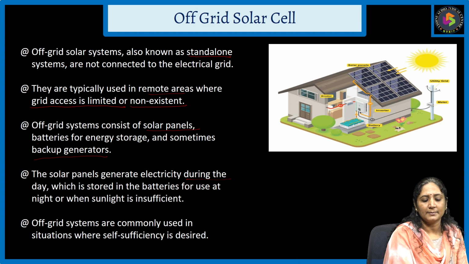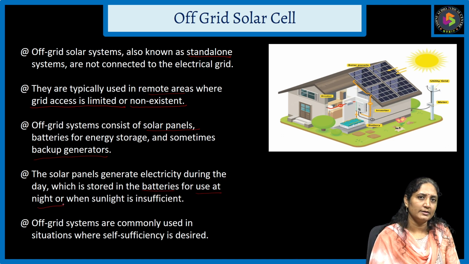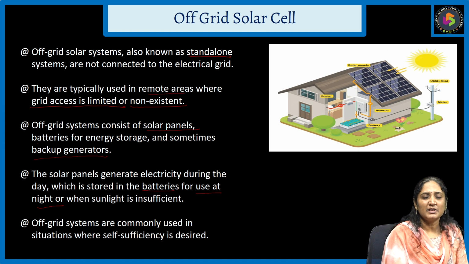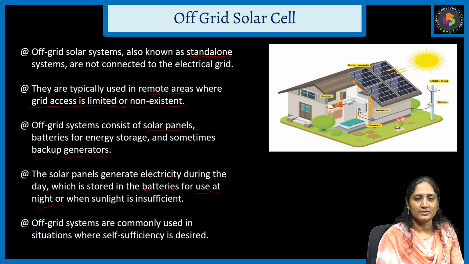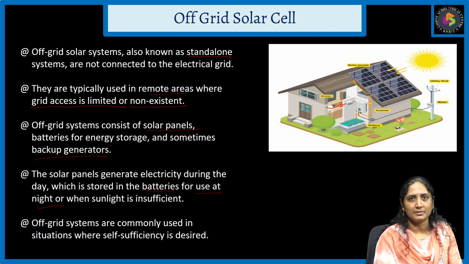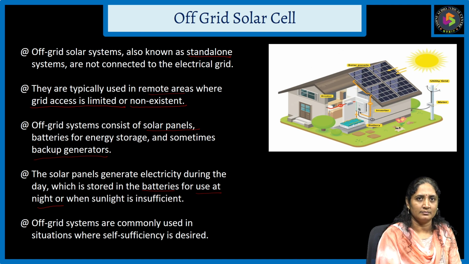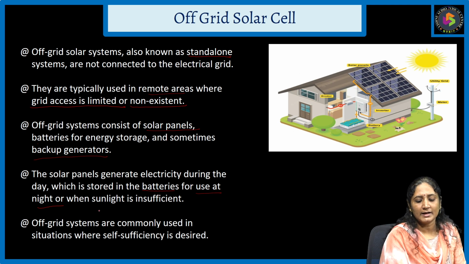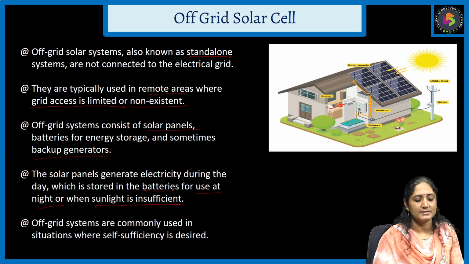So only at the time of daytime can we store the energy in the batteries for use at night times. So we can store the energy in the battery and use it at night also. Sometimes the sunlight may be insufficient at the time of rainfall, or sometimes in the winter season. So at that time the sunlight is insufficient for these systems.